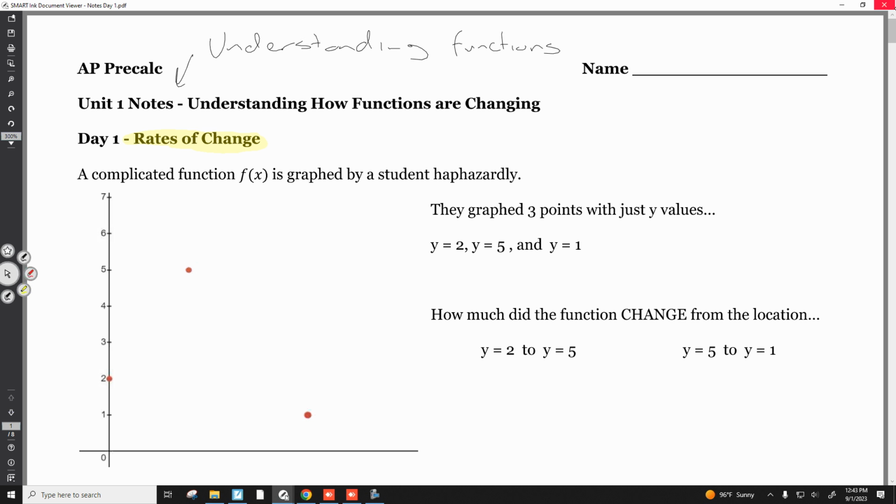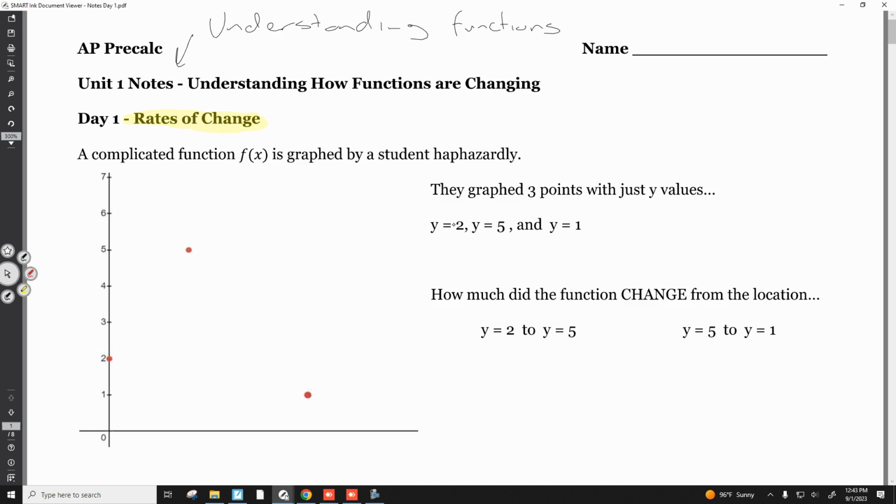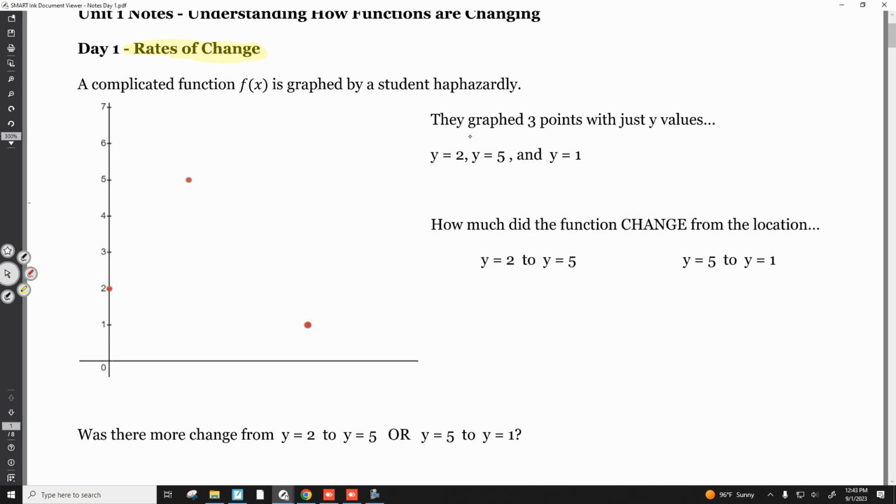Okay? And my teacher aide haphazardly graphed 3 points of the function. He graphed this 1 point at 2, this 1 point at 5, and this 1 point at 1. Okay, 2, 5, and 1. And cool, this is a good start. I'm asking you, how much did the function change from this 2 to 5, and how much did the function change from 5 to 1? Tell your neighbors, how much did the function change from 2 to 5?